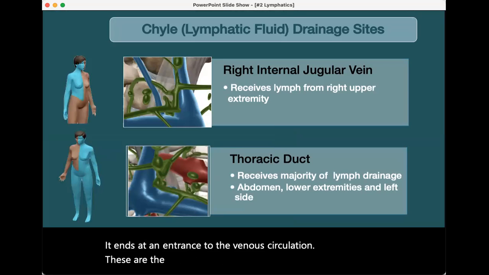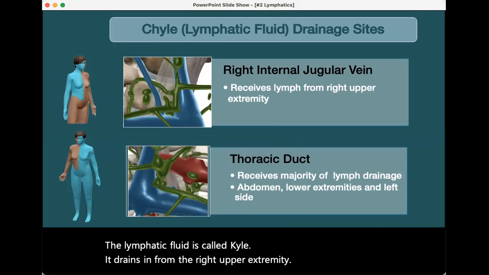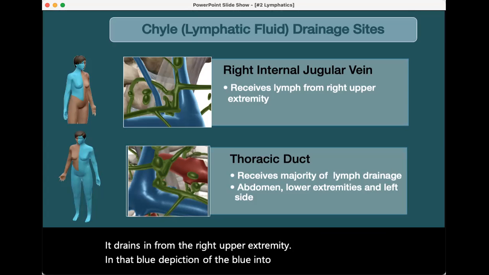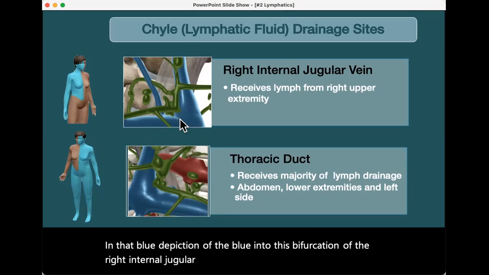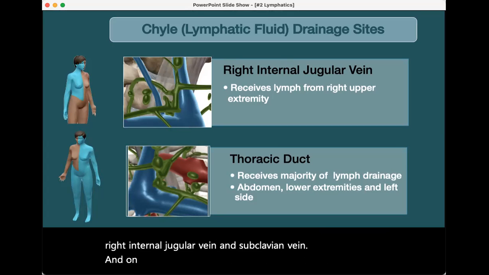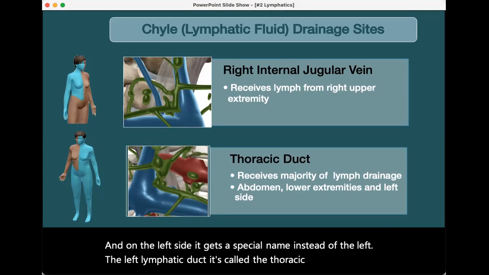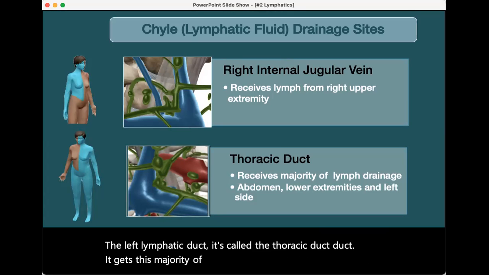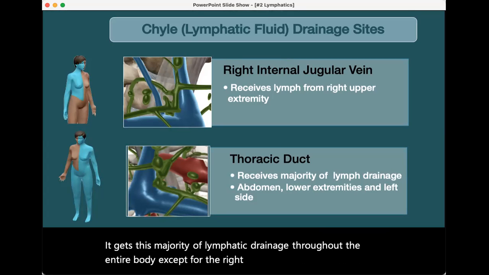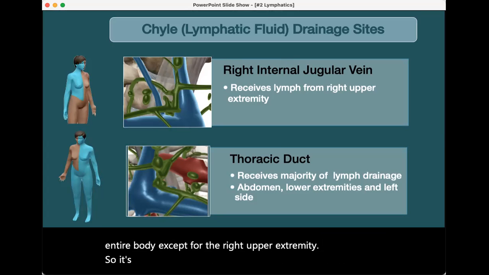These are the two places of insertion into the venous circulation. The lymphatic fluid is called chyle. It drains in from the right upper extremity in the blue, depiction of the blue, into this bifurcation of the right internal jugular vein and the subclavian vein. And on the left side, it gets a special name. Instead of the left lymphatic duct, it's called the thoracic duct. It gets this majority of lymphatic drainage throughout the entire body except for the right upper extremity. So it's getting all the things around your abdomen, peritoneum, GI tract.